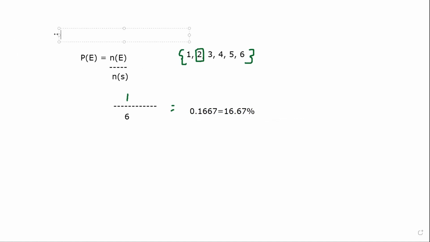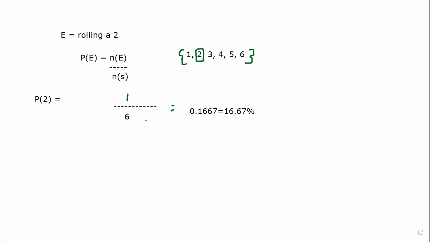So our event here was rolling a 2. And so the probability of 2, the notation takes a while to get the hang of. The probability of rolling a 2 is equal to 1 out of 6, which is equal to that. Okay.